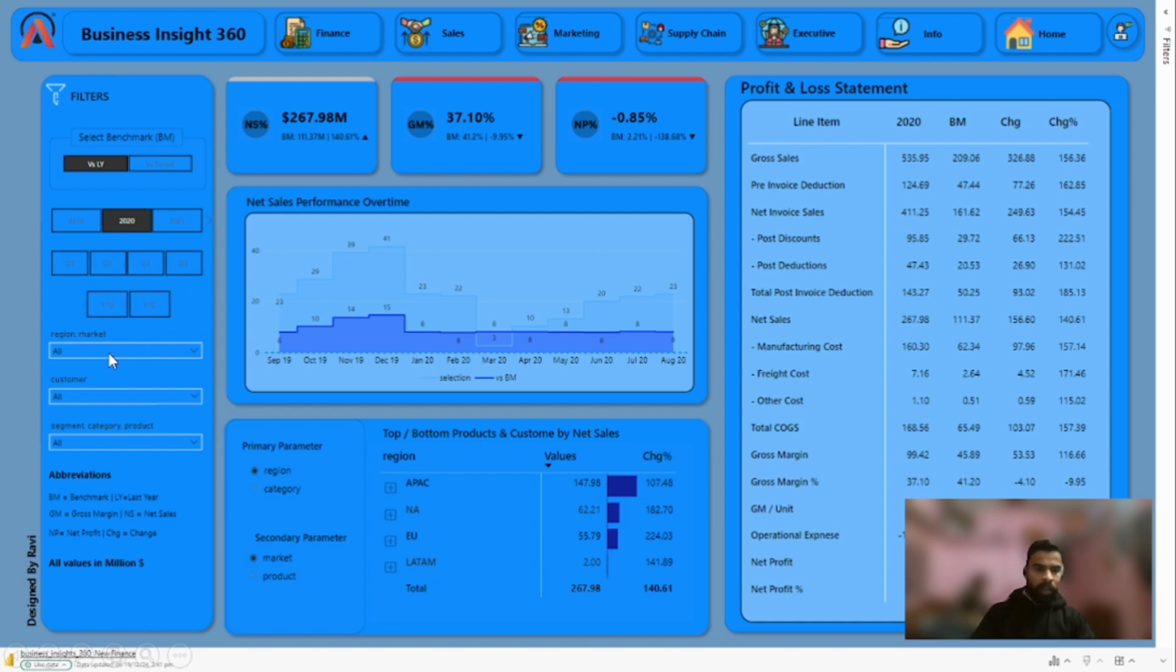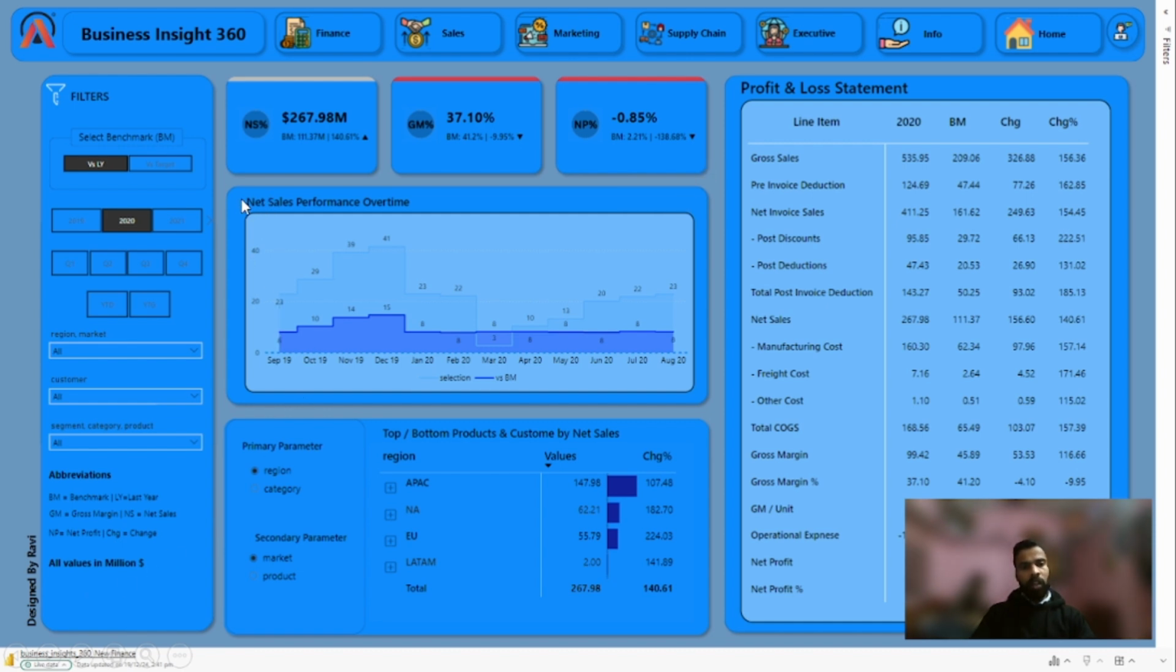These are the filters, like region, market, and customer. If you want to see any specific customer, you can apply a filter on that. Segment and category or product. We have abbreviations like benchmark, LY for last year, gross margin, net profit, and change, and all values would be in this report in $1 million.